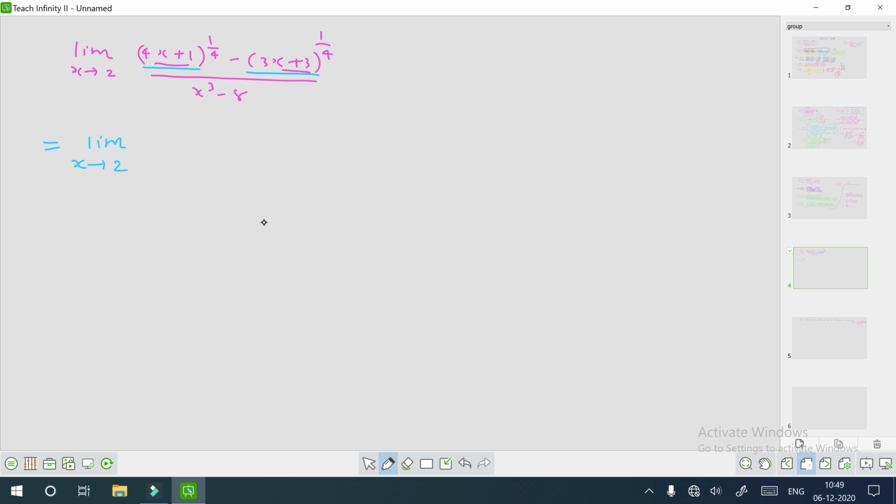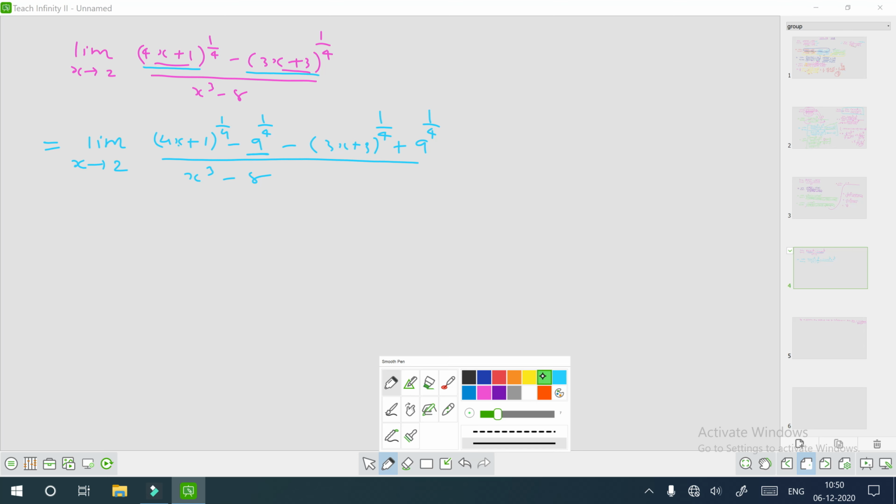Limit x tends to 2, 4x plus 1 raised to 1 by 4. Now 4 times 2 is 8, plus 1. Yes, that is 9. So minus 9 raised to 1 by 4, minus sign, 3x plus 3 raised to 1 by 4. Here we are subtracting 9 raised to 1 by 4, so add 9 raised to 1 by 4. Denominator quantity as it is, x cube minus 8.